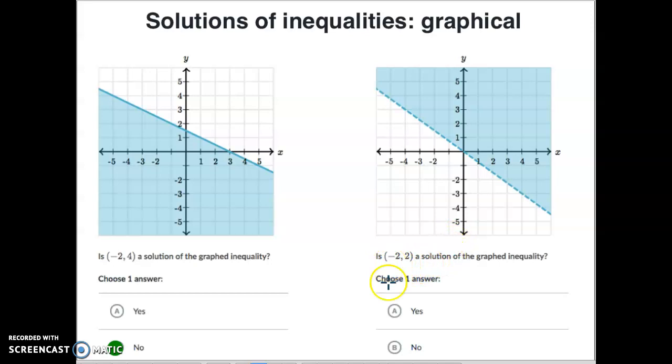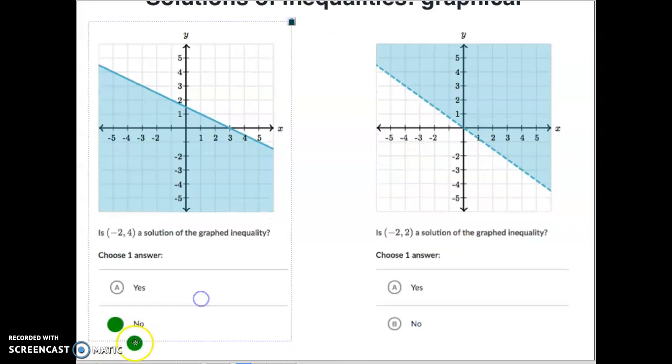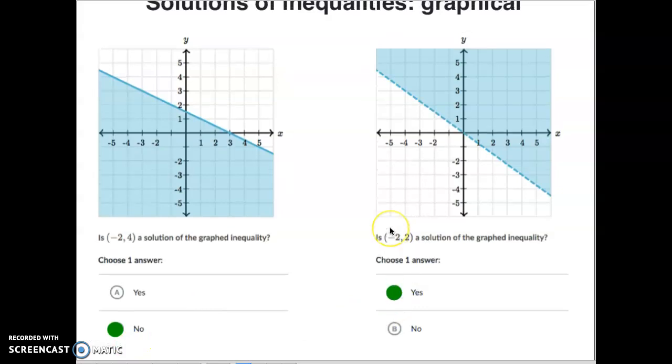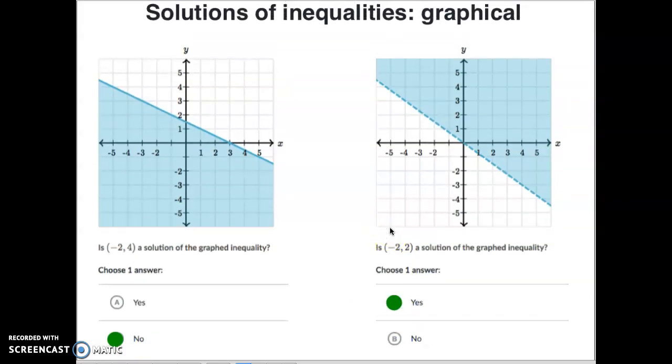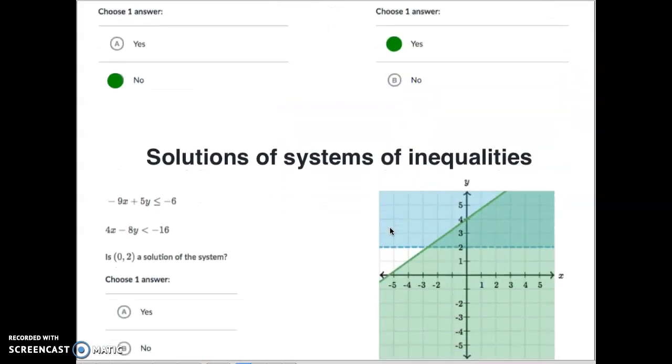Coming over to this one. Is -2, +2 within the shaded region? So -2, 1, 2, +2, 1, 2. Yes, that one is in the shaded region. So I'm going to take that, duplicate that, and we're going to put a yes on that one. That is just how simple that one is. Hopefully you should have no difficulties with that one whatsoever. Moving on to our next one.